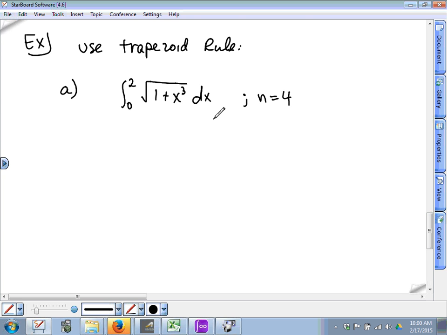So, first thing we're going to need is a delta x. Delta x is b minus a over, you guys know this, come on, it's b minus a over n. And why do we need a delta x? Because we're breaking this up into intervals of 4 trapezoids, so we know where each endpoint is.